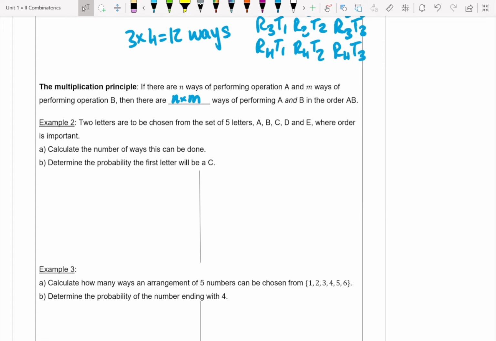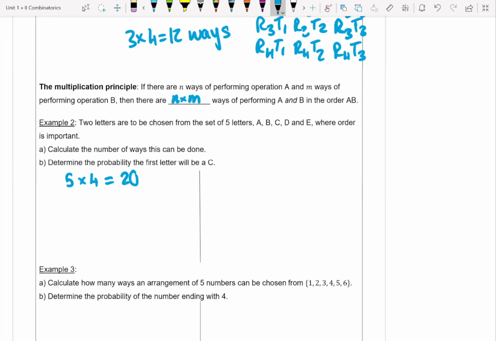So multiplication principle would give us 5 ways of choosing the first letter. So that could be A, B, C, D, or E. But we can't then take the same letter the second time. So if I take A out, it's no longer in that set of 5 letters. So my only options are B, C, D, and E for the second letter. So this is going to give us 20 different options for the set of 5 letters.